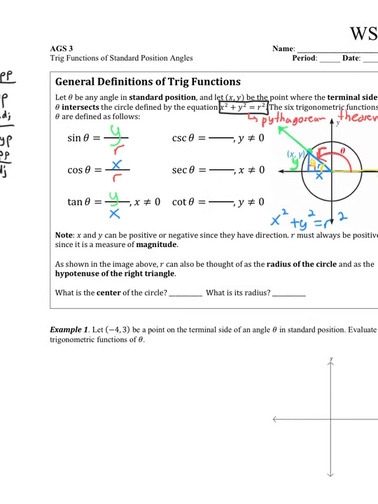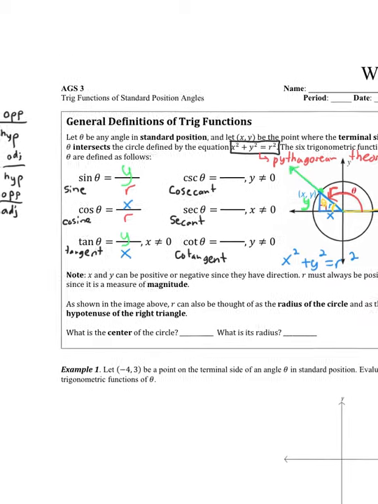So the 6 trig functions that are here, though, we know 3 of them. We know sine, we know cosine, and we know tangent. So I'm going to write those out. Sine, cosine, and tangent. That's the longhand of them. The other 3 are called cosecant, secant, and cotangent. Cosecant, secant, and cotangent.